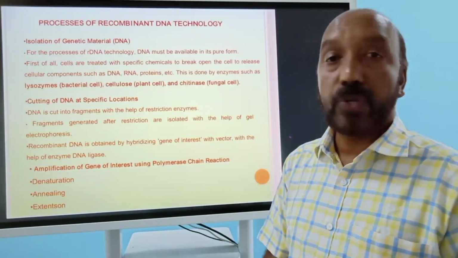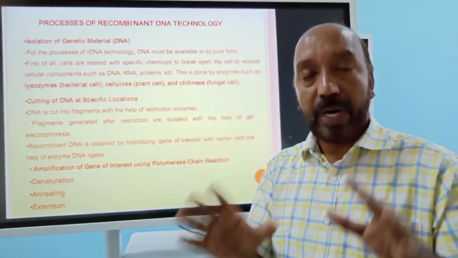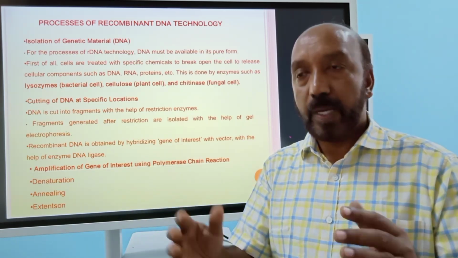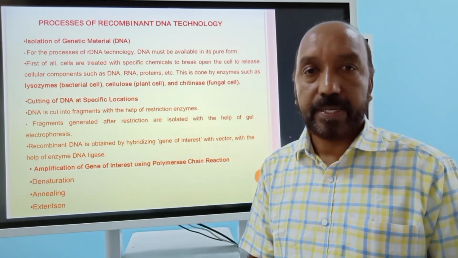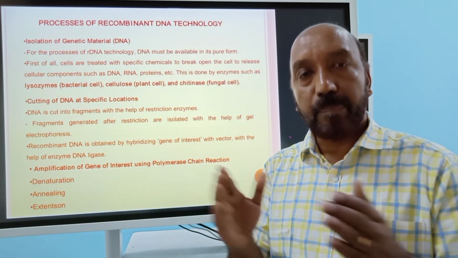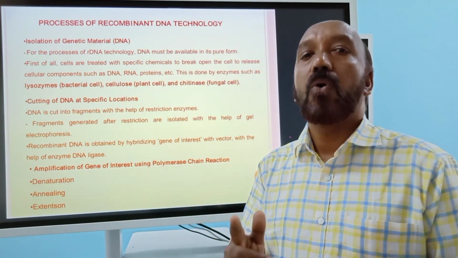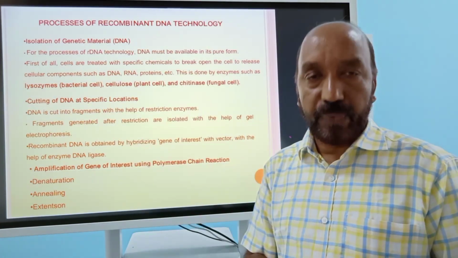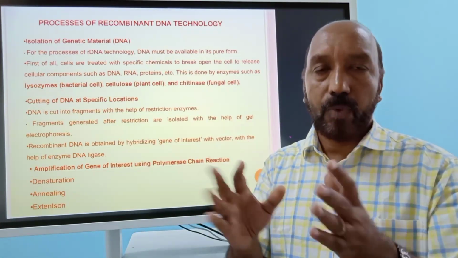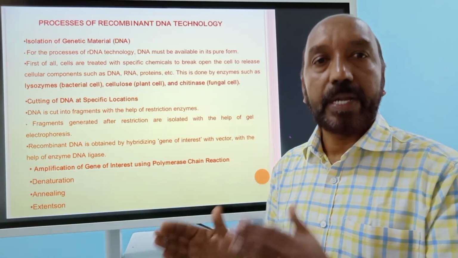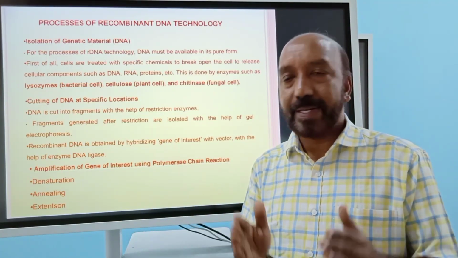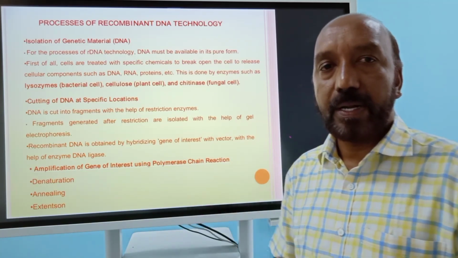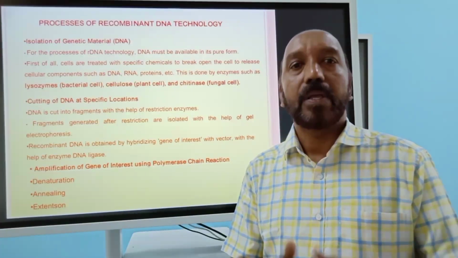Here we can see the isolation of genetic material. If we have identified the gene of interest and the plasmid, it may be in different types of cells. If the identified gene or plasmid is in the plant cell, the bacterial cell or the fungal cell, we want to isolate that gene of interest by digesting the cell wall, for which we use lysozyme for the digestion of the bacterial cell wall, chitinase for the fungal cell wall, and cellulase for the plant cell wall.